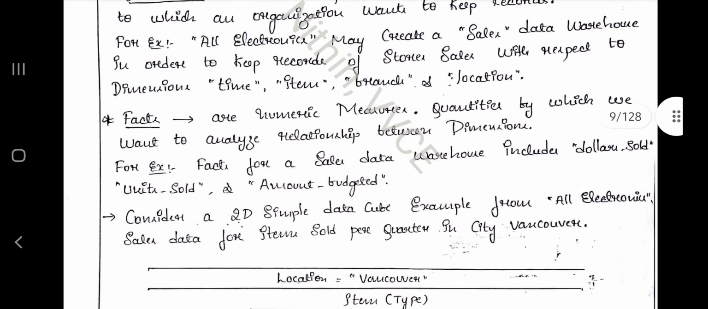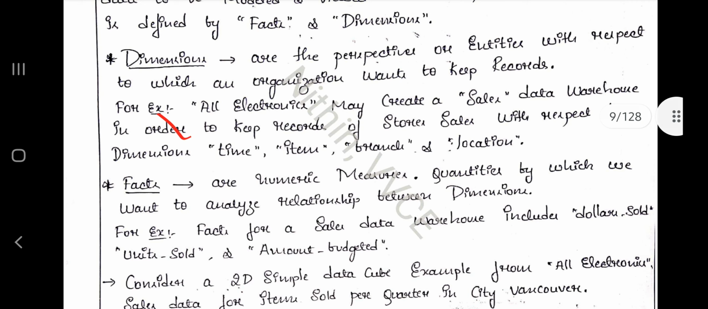What are the facts? Facts are the numeric measures, the values. Values means how many units are sold, how many amounts are budgeted. So basically you can remember these are the properties. Dimensions means the properties, like whether you are seeing the time, the item, the brand, or the location. Facts means what is the numeric value associated with that. In the time, how much time it was for, what different items are getting sold, what unique items are present, what is the money associated with each item, what is the cost of each item when you sell, what profit you get. Those numeric values are called facts.